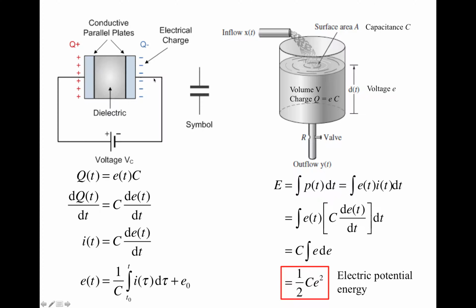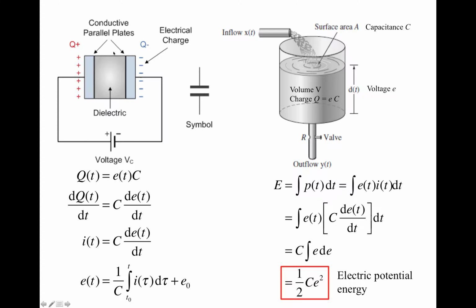There are attractive forces between those positive charges and the negative charges, right? That's because if you have a positive charge and a negative charge, they're going to attract each other, right? But because of this dielectric material that's separating the two plates, the positive and negative charges cannot move toward each other.